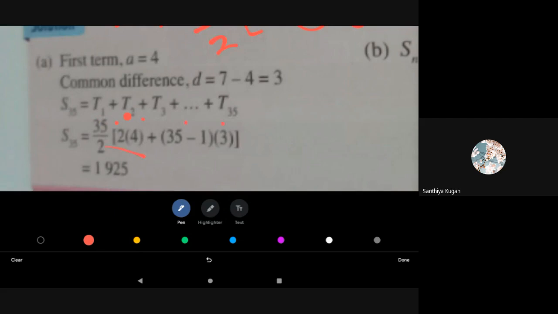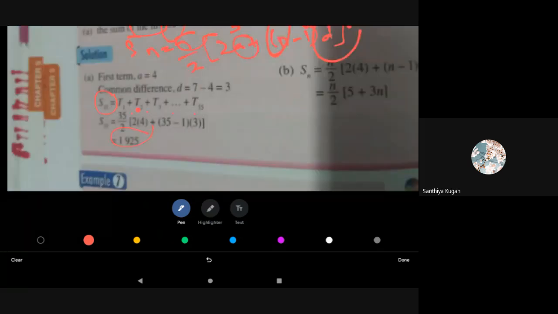So we will get the sum of the 35 terms is 1925. So here we add from a until T35. So we add all the values in a sequence, from T1 until T35. Okay, so we look at a simpler example.